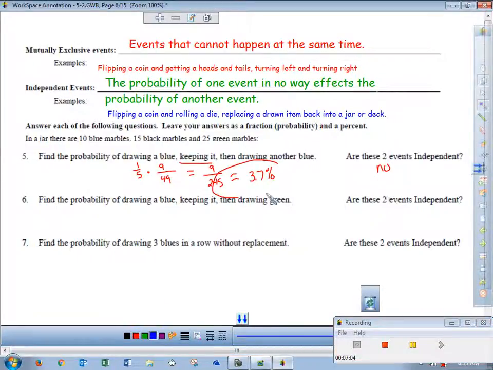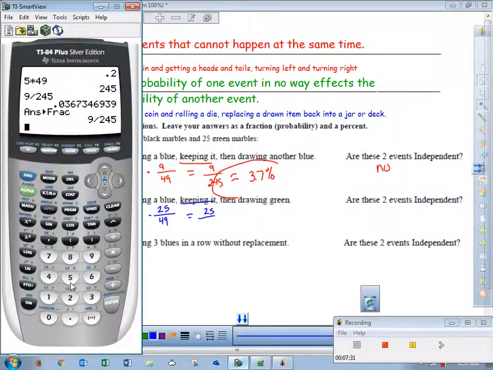It's kind of interesting that they don't mention it, but now there's 50 marbles back in the jar. Find the probability of drawing a blue, so that's 1/5 again. Keeping it, and then drawing green. So to draw a green, there are 25 greens still left in there because we did not draw it the first time, but now there's only 49 marbles total in that situation. So that would be 25 over 5 times 49. I guess we just had that at 245.